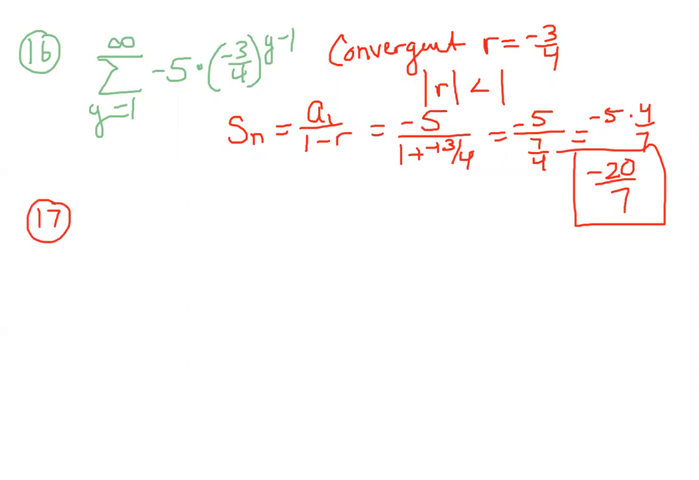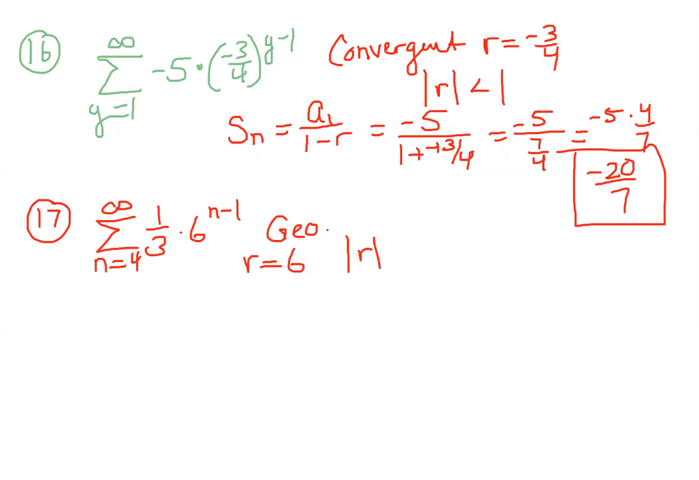And for 17, we've got n equals 4 to infinity of 1/3 times 6 to the n minus 1. And this is geometric, but r is 6, and the absolute value of r is greater than 1, so it's divergent, and we can't find the answer for that. So it just goes to infinity.